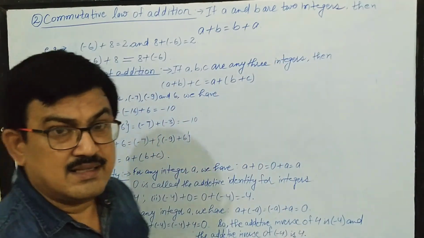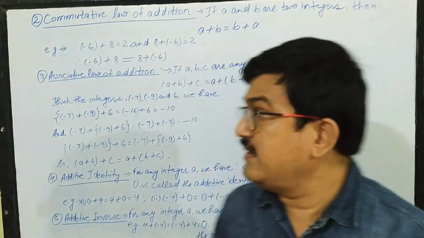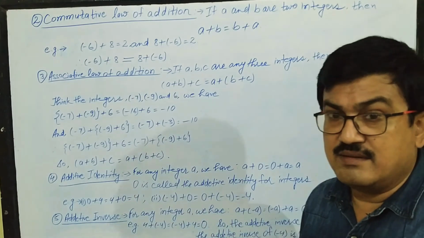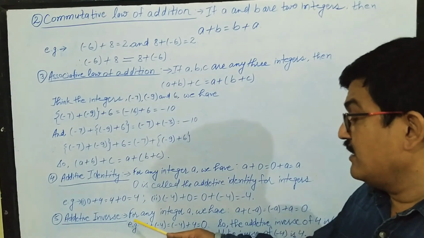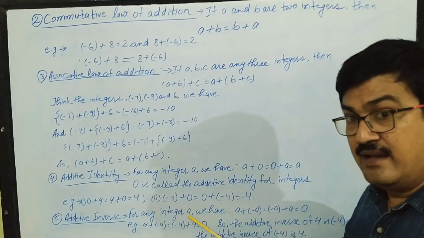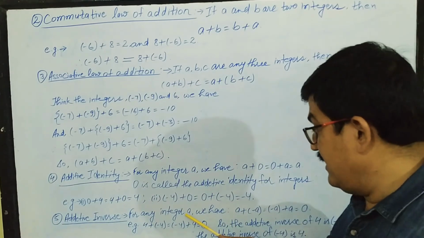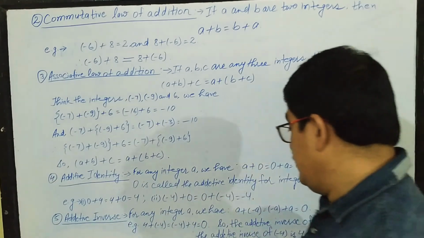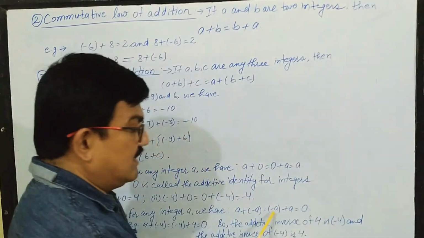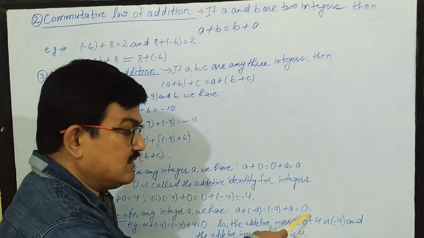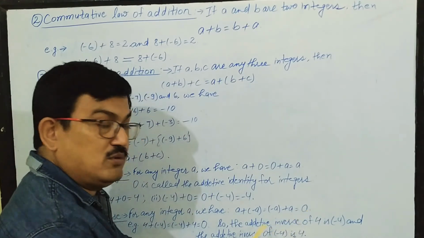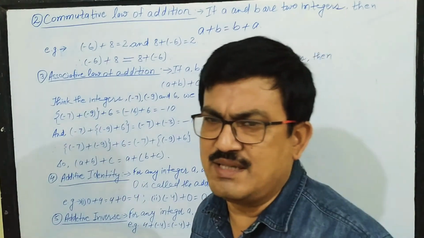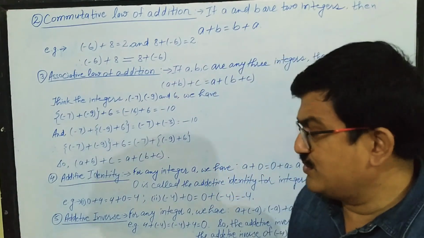Next and last about addition is the additive inverse. Additive inverse means what? For any integer a, we have a plus -a is equal to -a plus a is equal to 0. Let me clear it with the help of one example. I have given only one example here. You can check it with other examples also.